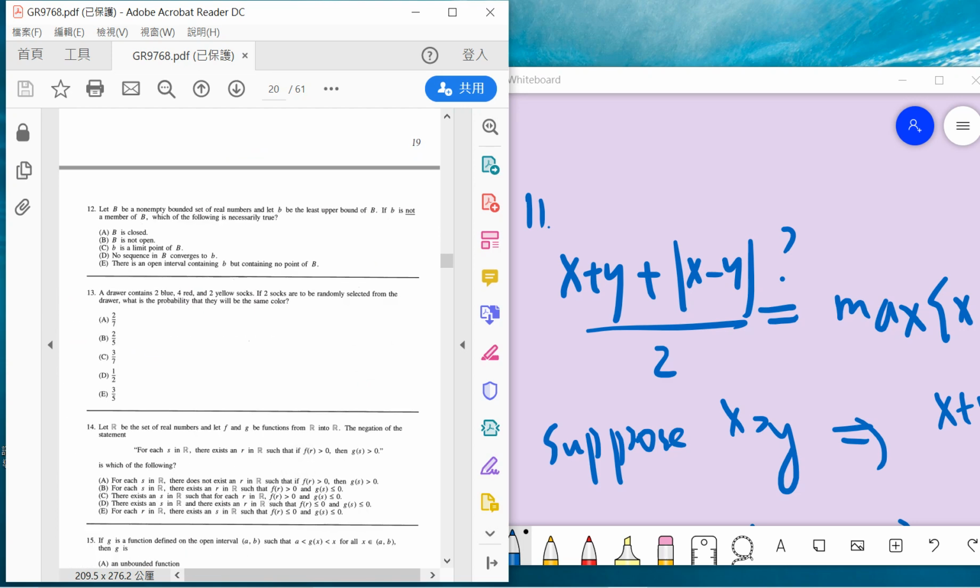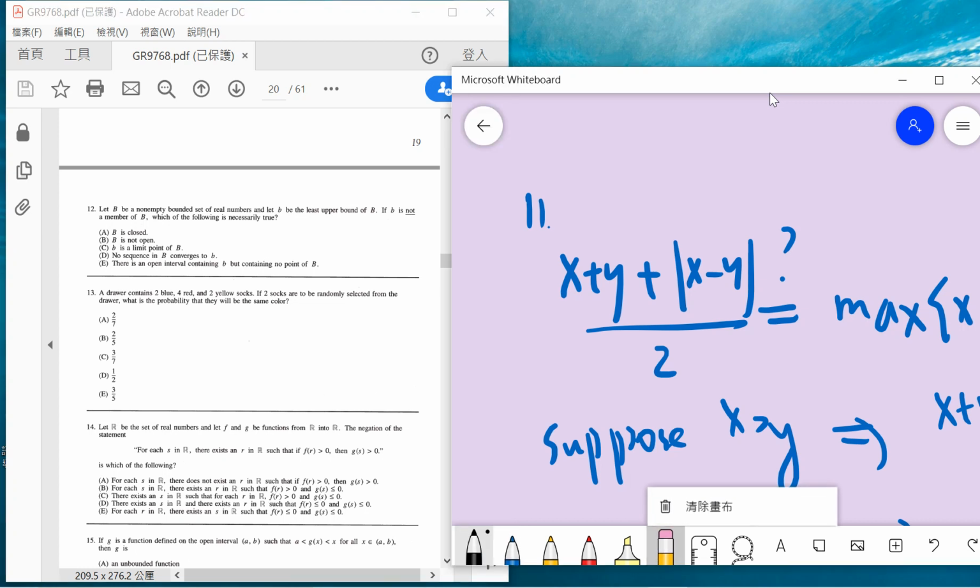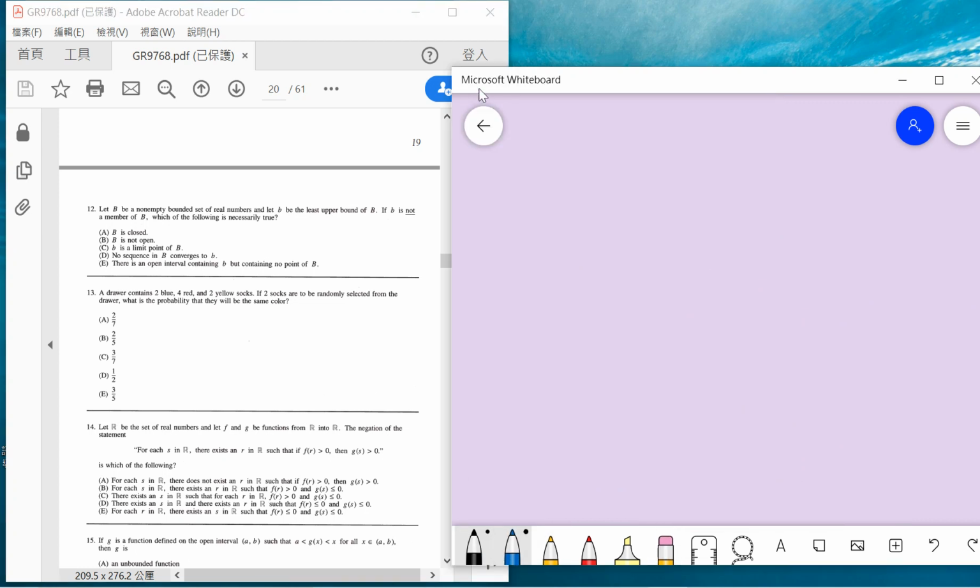Okay, 12. Let S be a non-empty bounded set of real numbers, and b the least upper bound. If b is not a member of S, which one is necessarily true? So usually in the GRE, if somebody asks you which one is necessarily true, first you come up with some examples, and then you use examples to rule out some possibilities, and the rest you try to prove. Okay, so this is the technique.